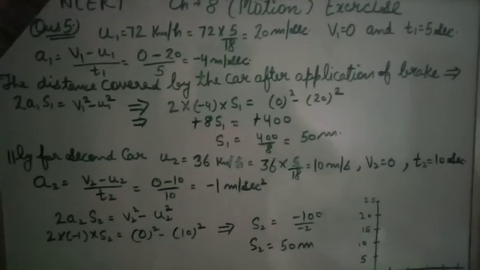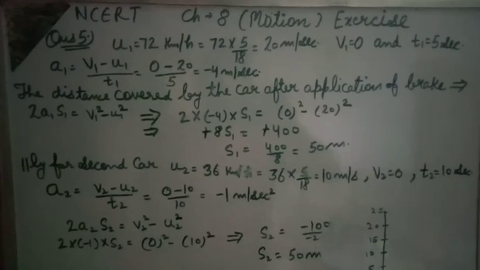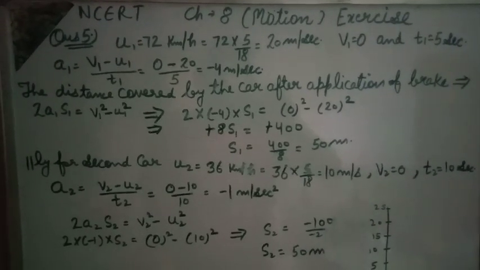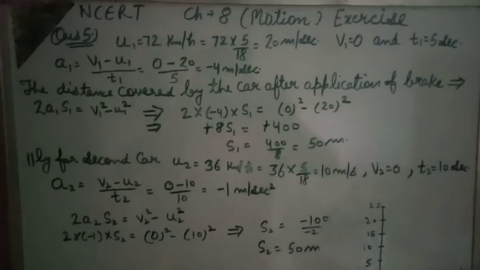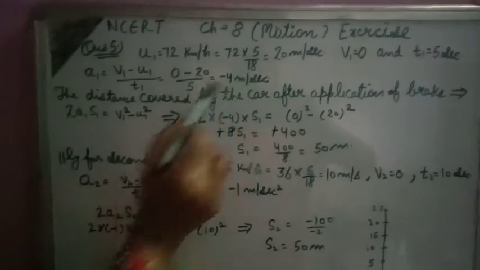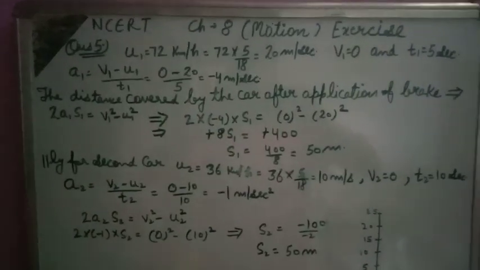Why is it negative? Because the force applied and the distance covered are in opposite directions. I will apply the force opposite to the direction of motion in this case. So acceleration is minus 4 meter per second squared.